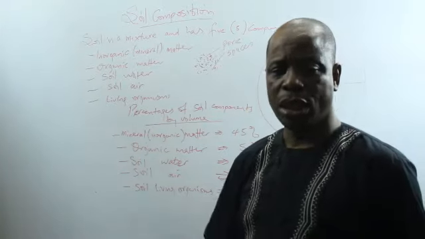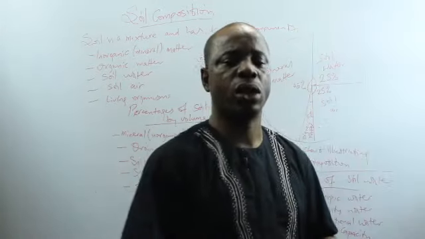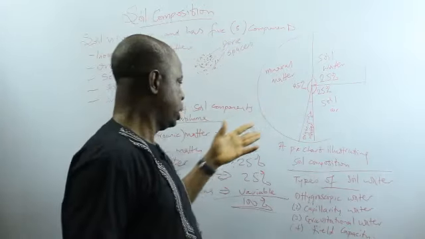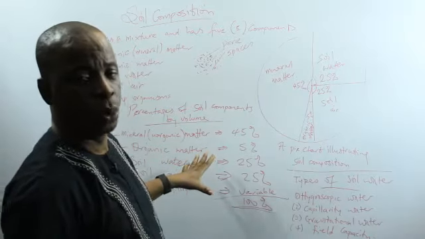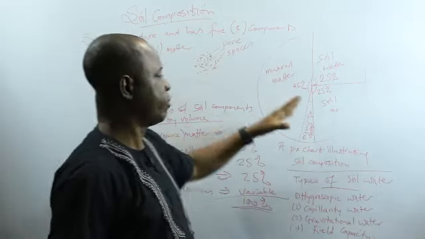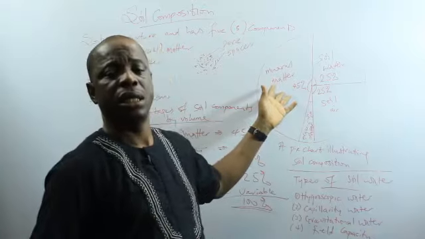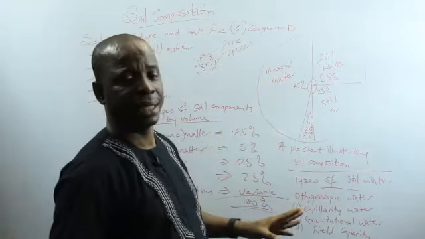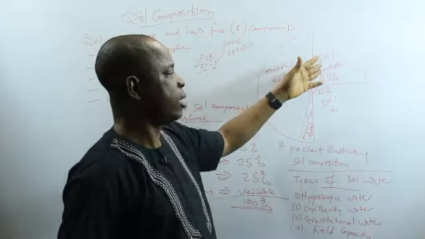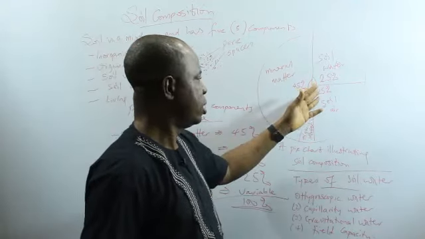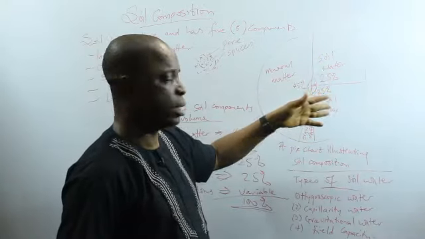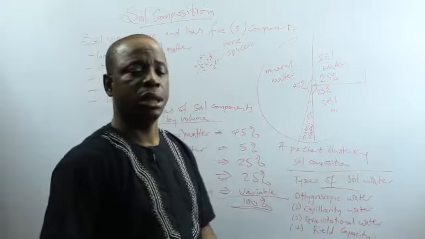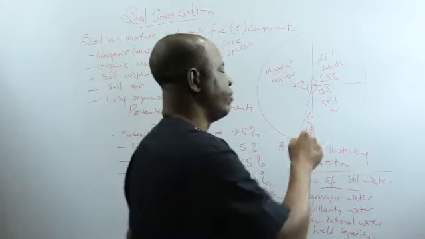Pie means circle, a chart means diagram. So we can draw a circle diagram to illustrate the percentage by volume of soil. Now, percentage by volume of soil, we have mineral matter that takes the chunk of the volume, 45%. Then we have the soil water, 25%. We have this quarter, 25% of soil air. Then we have just 5% for organic matter. The living organisms, they are variable.